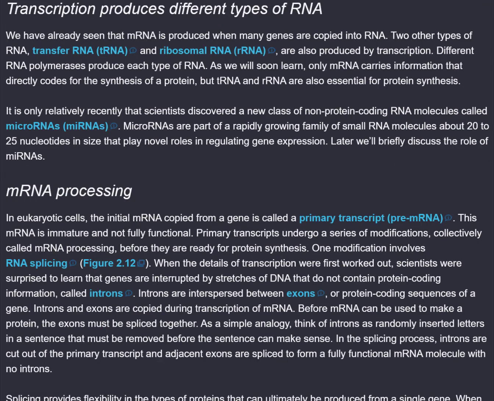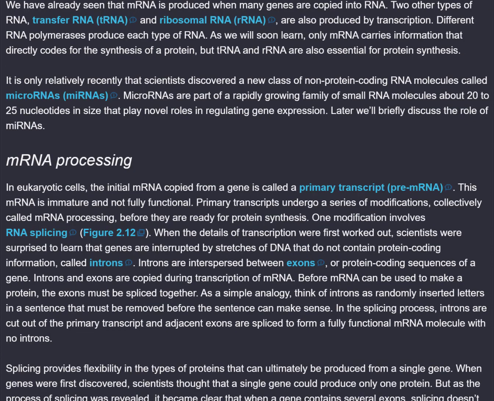Transcription produces different types of RNA. We have already seen that mRNA is produced when many genes are copied into RNA. Two other types of RNA, transfer RNA, tRNA, and ribosomal RNA, rRNA, are also produced by transcription. Different RNA polymerases produce each type of RNA. As we will soon learn, only mRNA carries information that directly codes for the synthesis of a protein, but tRNA and rRNA are also essential for protein synthesis.